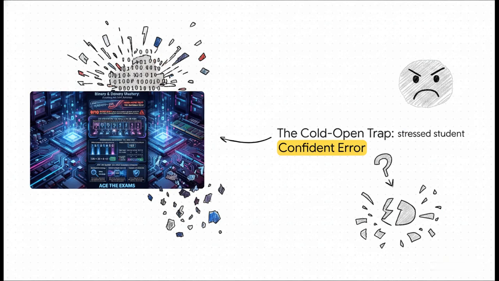See that glowing red wrong stamp right next to the calculation 11111111 equals 256? Yeah, that right there is what I call the confident error. I mean, it looks right, right? It feels right, especially to a stressed student rushing through paper 1. But honestly, it is totally flawed. This single, tiny assumption cascades into a massive loss of marks on your paper.